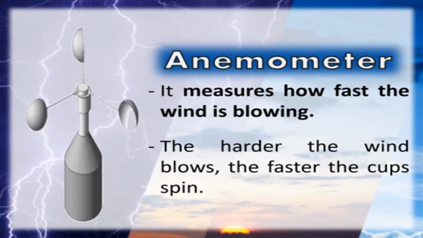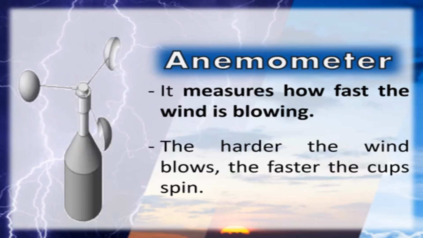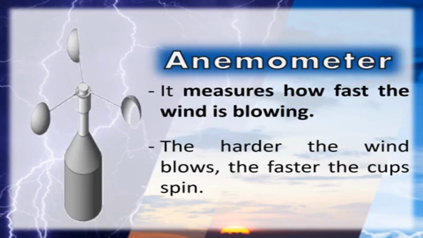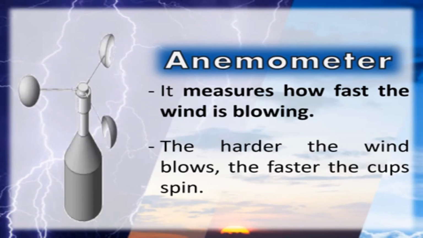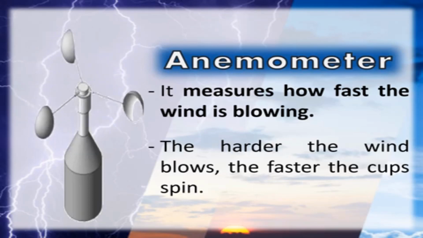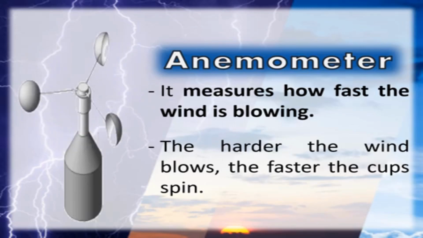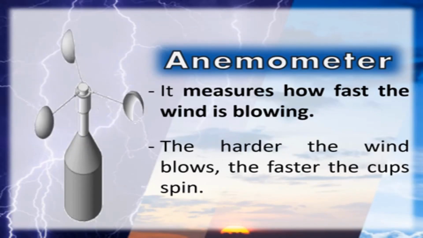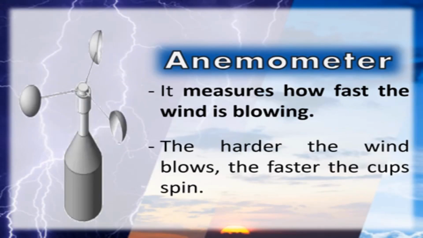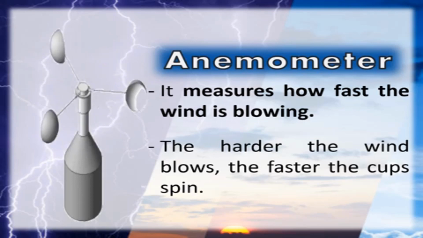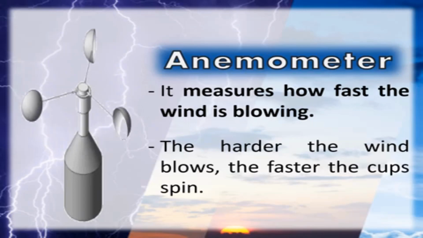We have an anemometer. An anemometer is used to find out how fast the wind is blowing. One kind of anemometer is made up of 3 or 4 cups attached by cross rods on the top of a pole. As the wind hits the cups, they begin to spin. The harder the wind blows, the faster the cups spin. The anemometer has a speedometer. The speedometer measures wind speed in kilometers per hour.